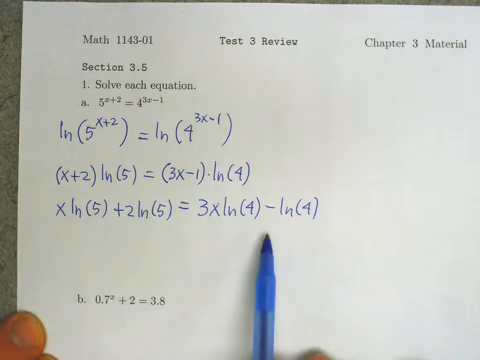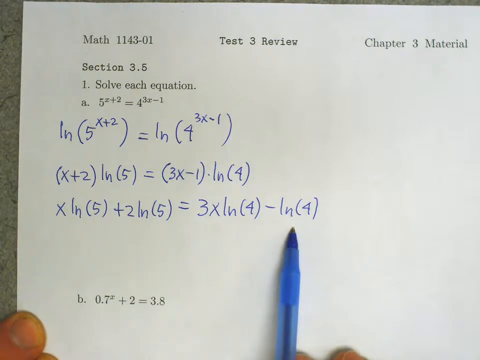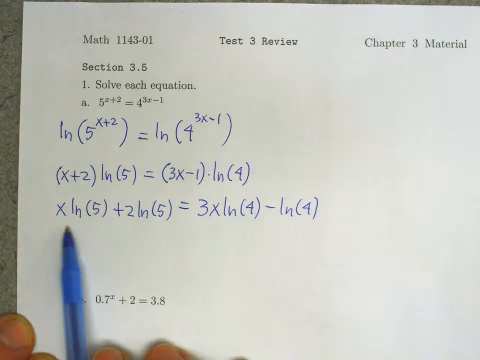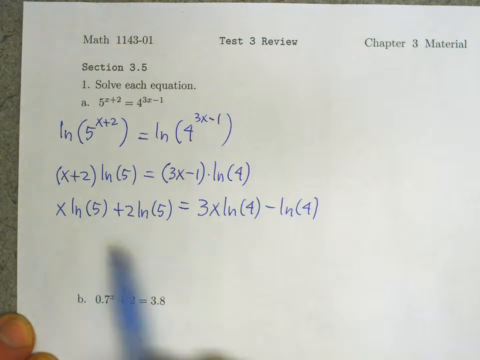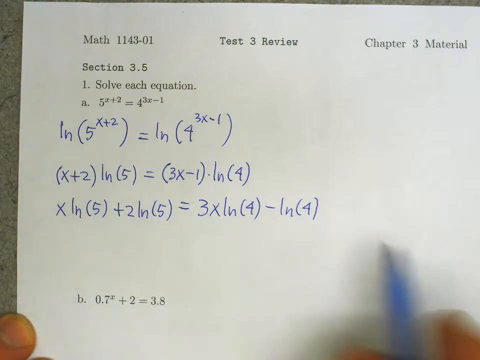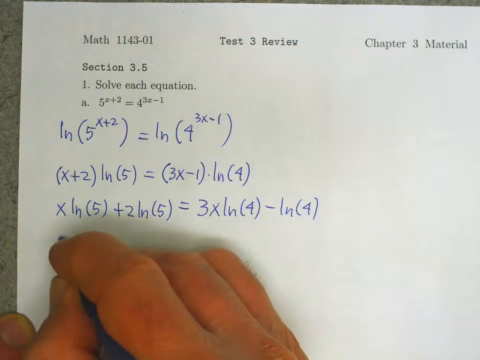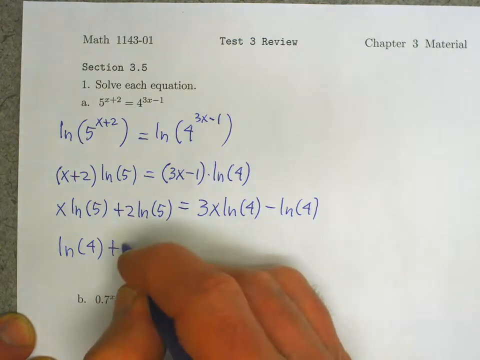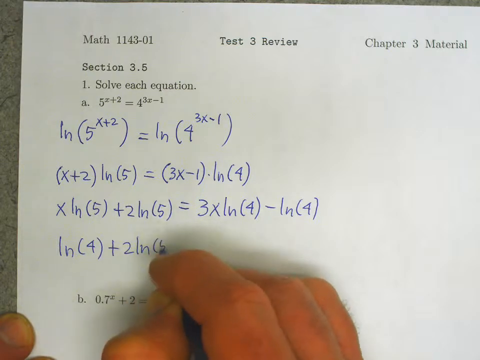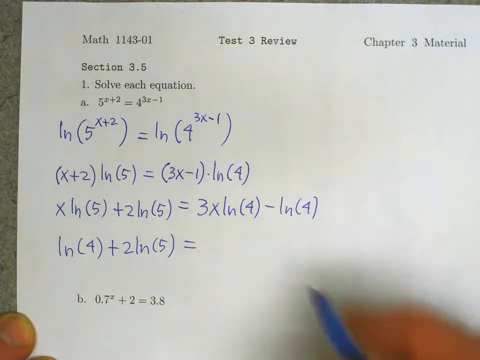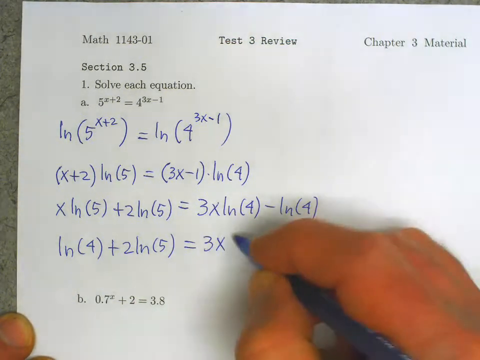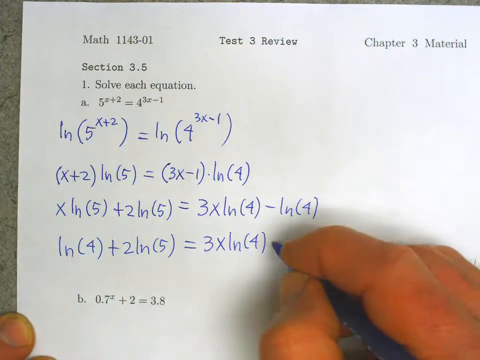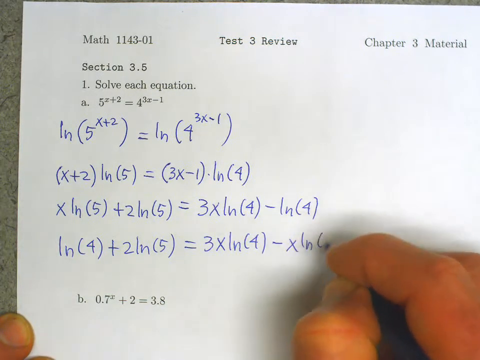So what I'm going to do, I'm going to add the natural log of 4 to both sides and subtract x times the natural log of 5 from both sides. So when I add the natural log of 4, I get the natural log of 4 on the left-hand side plus 2 times the natural log of 5. And then on the right-hand side, I already have 3x times the natural log of 4, but I'm subtracting x times the natural log of 5.